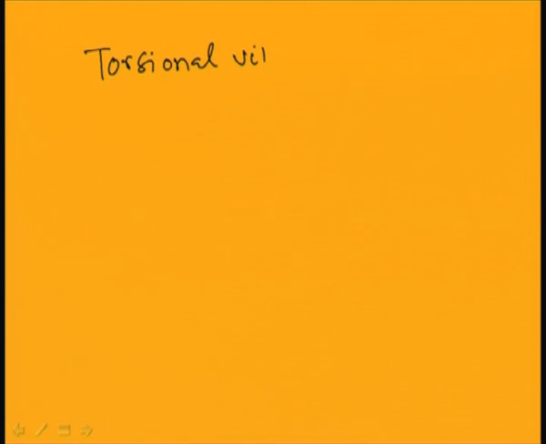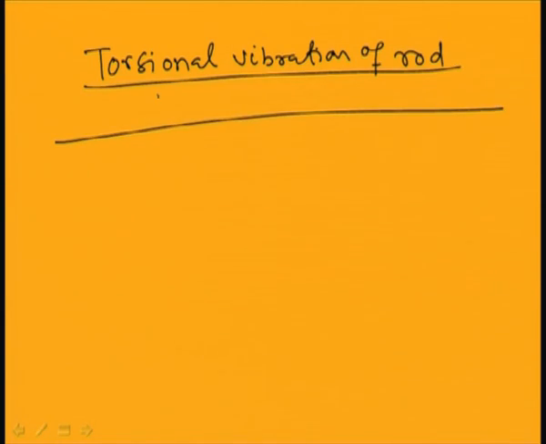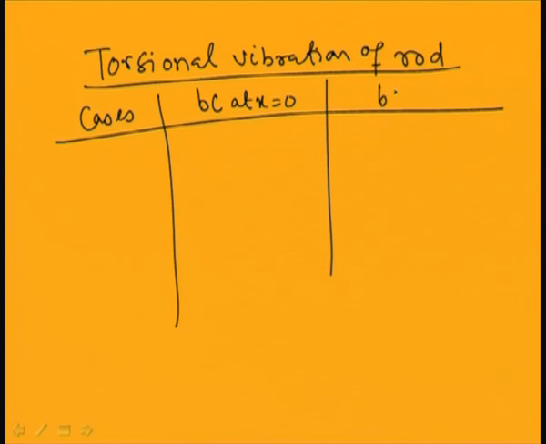Torsional vibration. In case of torsional vibration of a rod, we can write similarly the cases. Then the boundary conditions at the left end, that is, boundary conditions at x equal to 0, and boundary conditions at x equal to L, that is the right end. In this case we can take a rod with free at both the ends.